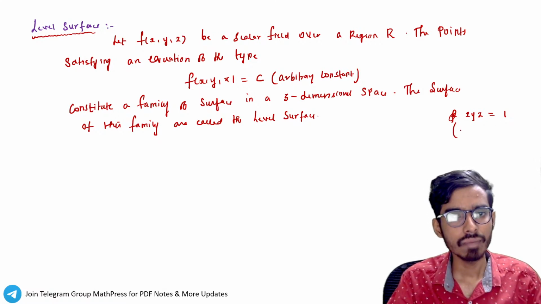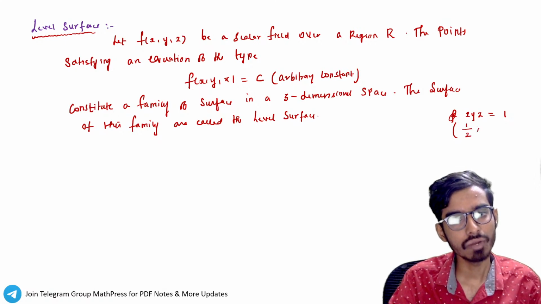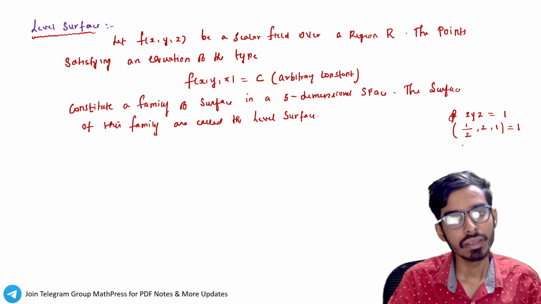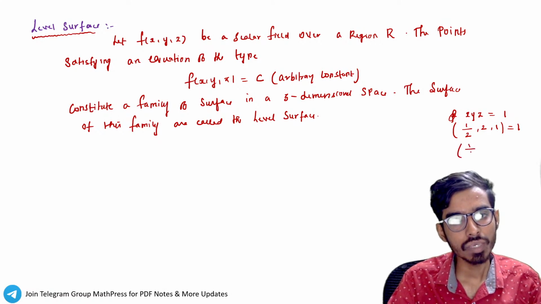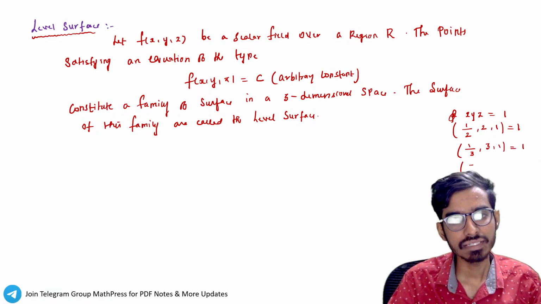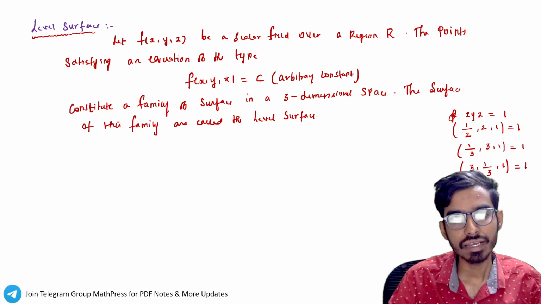So there are infinitely many points that will satisfy this, right? For example, if I take x to be equal to 1 by 2, y to be equal to 2, z to be equal to 1, this will satisfy because x into y into z is 1. And similarly, if I take this to be equal to 1 by 3, this to be equal to 3, this to be equal to 1, this will satisfy this equation. And there are infinitely many points, right? If I take this to be equal to 3, this to be equal to 1 by 3, if I take this to be equal to 1, this will satisfy this equation. If I take 1, 2, 1 by 2, again this will satisfy this equation.